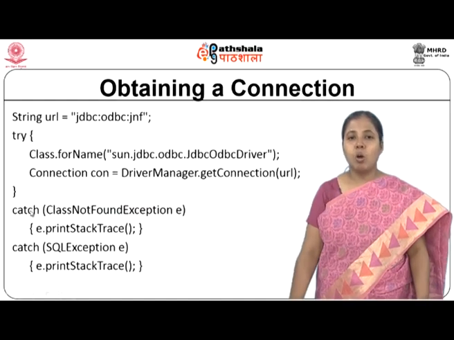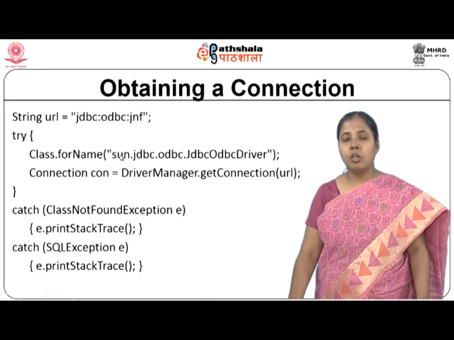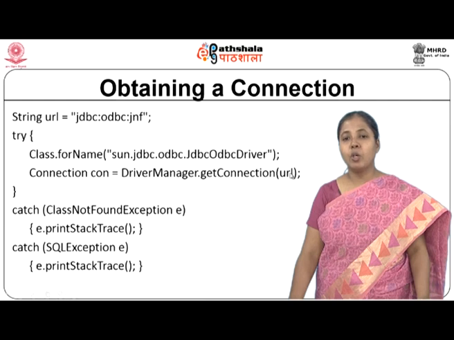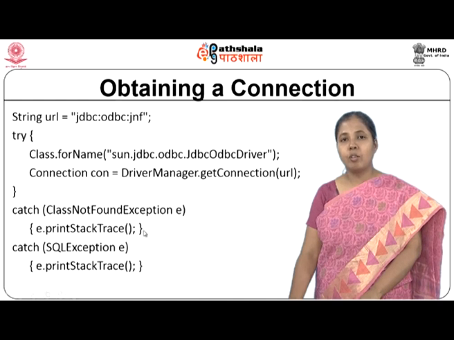And now, these are the 2 steps you need to make your JDBC talk to your database. We need to load the driver, so we use Class.forName and this is the driver: sun.jdbc.odbc.JdbcOdbcDriver. The connection object is created by the method called get connection, and you need to give the JDBC URL here. The URL is a string, that is jdbc:odbc:jnf, and this can throw a ClassNotFoundException or an SQL exception.